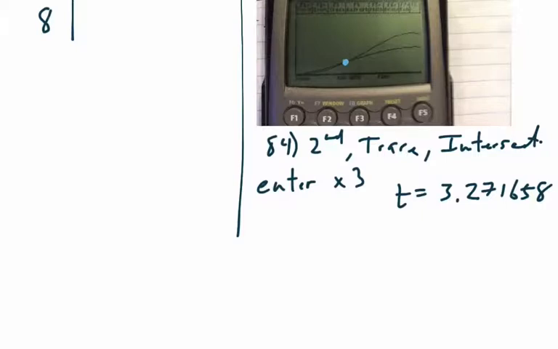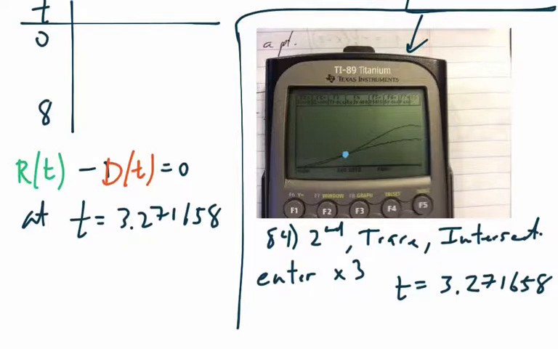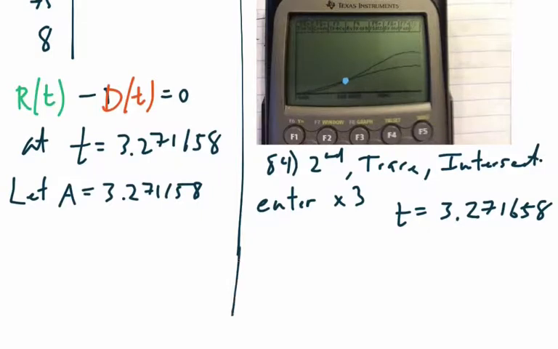So over here in your work, you're going to say that R of t minus D of t equals 0 at t equals 3.271658. So that goes here. Oh, that's a lot of writing. I don't want to have to write this number a lot, so we're going to say this. Let A equal 3.271658. This is a totally legitimate thing to do because it allows us to not have to write this all the time, and so instead we can just write A. Great. Okay. Furthermore, on our calculator, we can actually store the value as A.